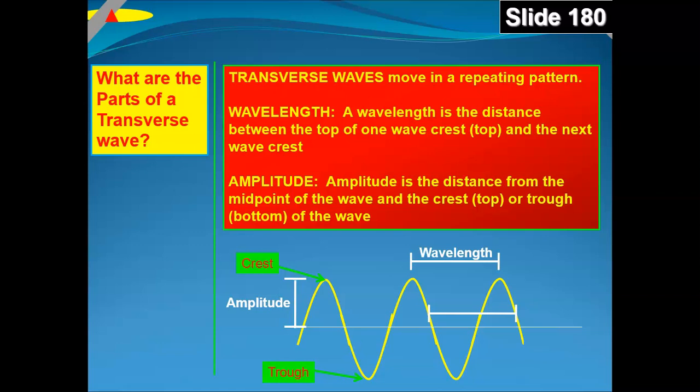Wavelength is the distance between the top of one wave, which is called the crest, and the top of the next wave. Amplitude is the distance from the midpoint of the wave, that center line, to the crest, the top of the wave. It could also be from that center line to the bottom of a wave, which is called a trough, but you'll never hear us use that term in class. So it's from the center line up to the crest. It's not from the trough, the very bottom, up to the very top. It's from the midline, and that's called the amplitude.